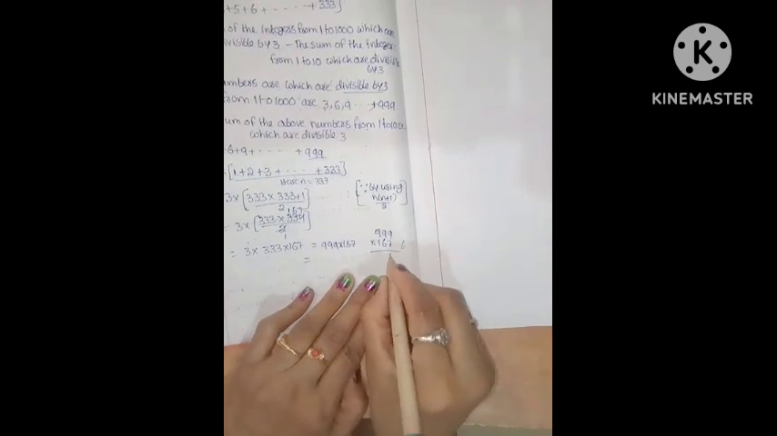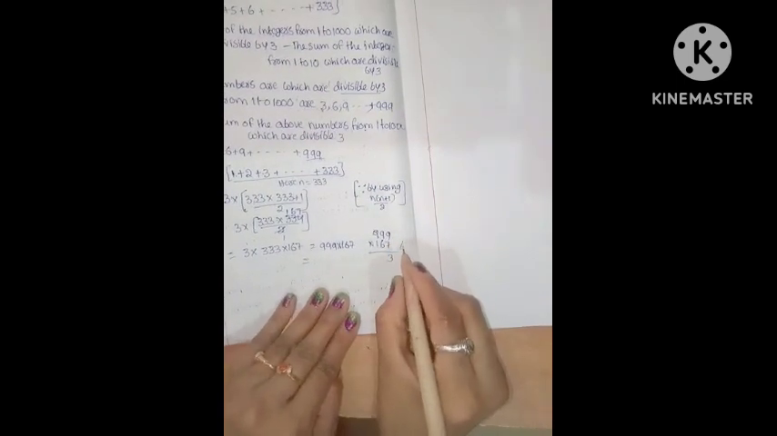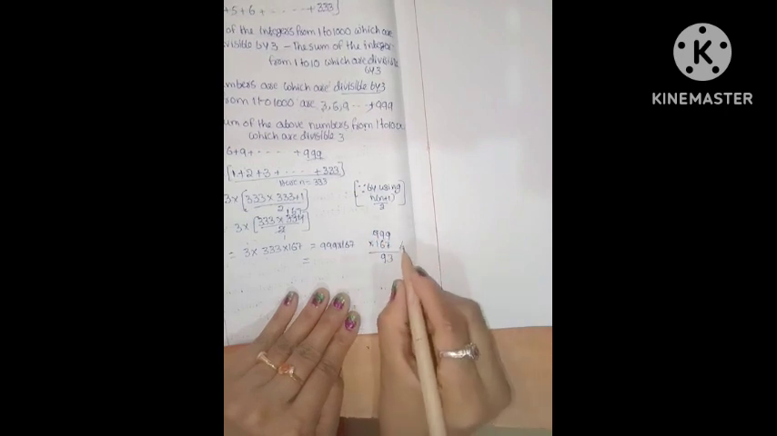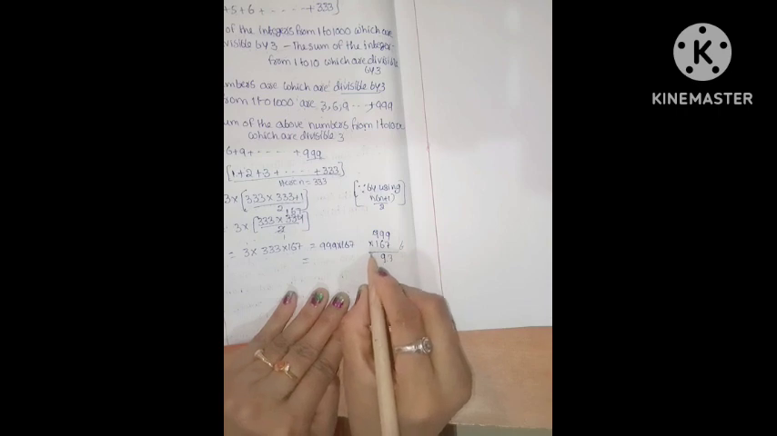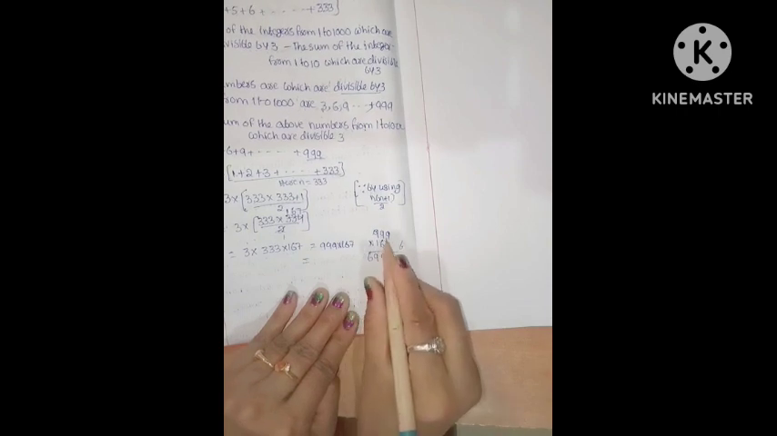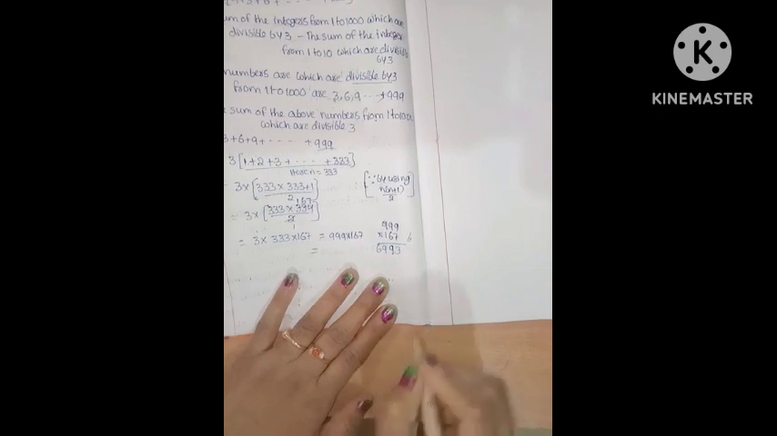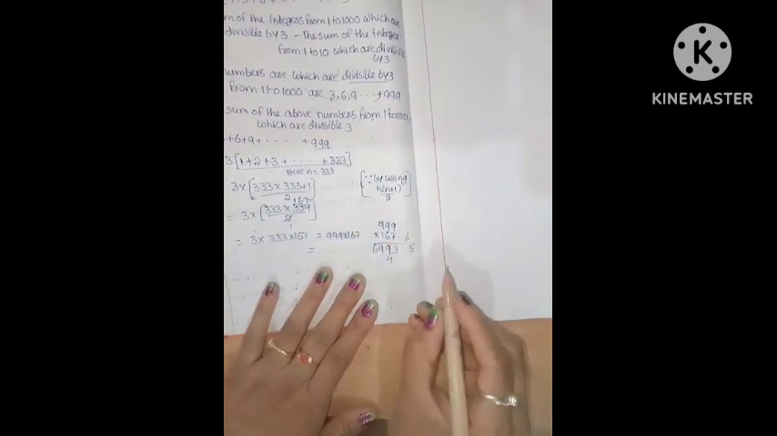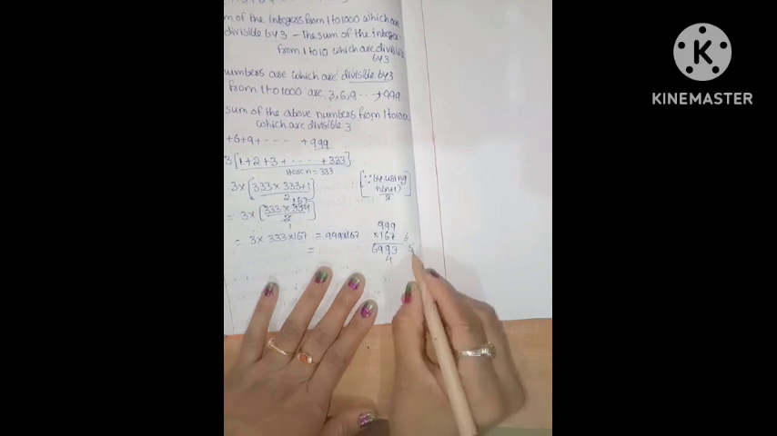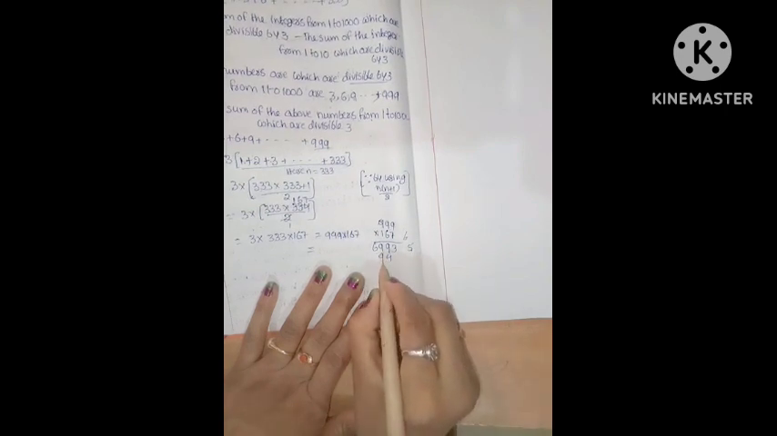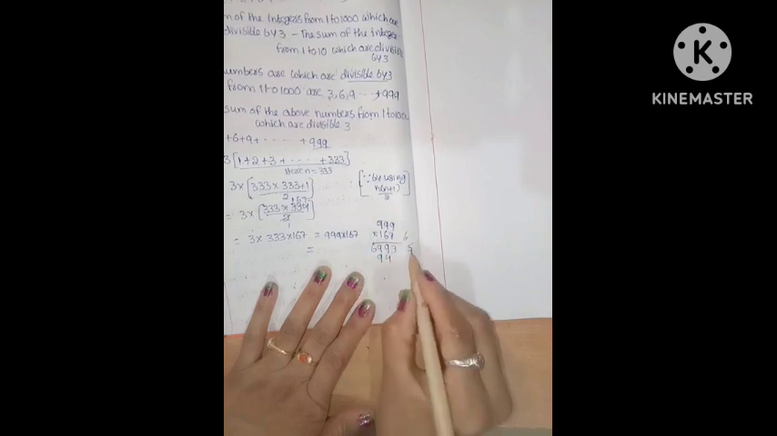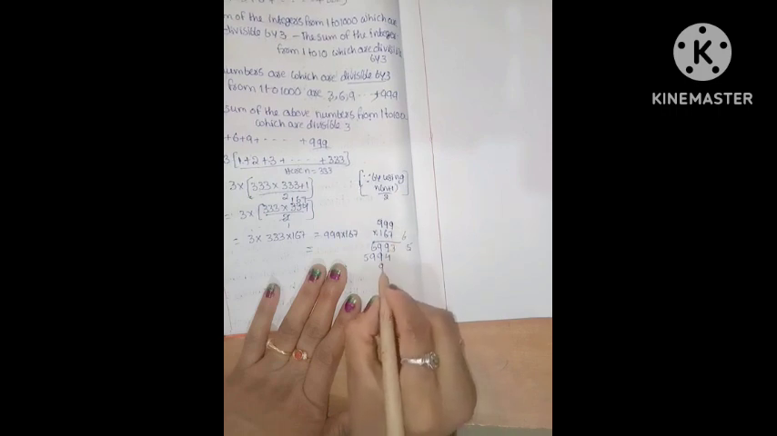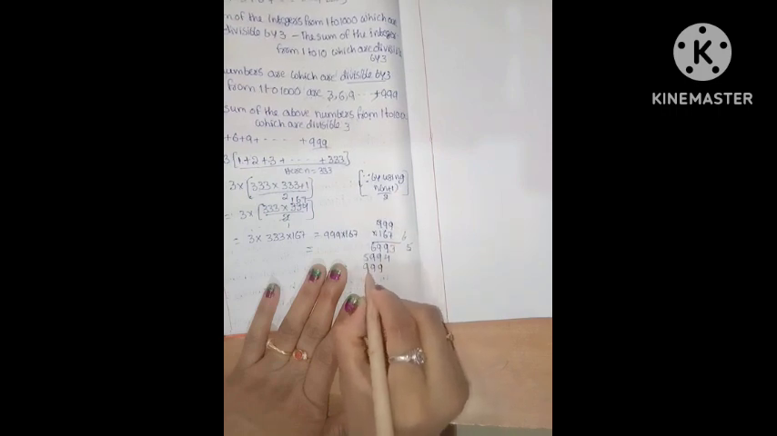7 9s are 63. 63 plus 6 is 69. Next, 7 9s are 63. 63 plus 6 is 69. 6 9s are 54. Next, 9 6s are 54. 54 plus 5 is 59. 1 9 is 9.